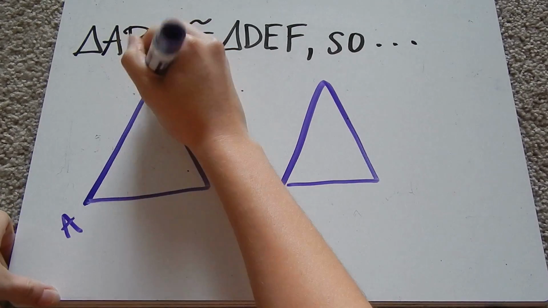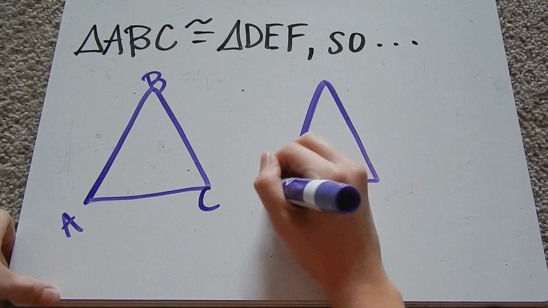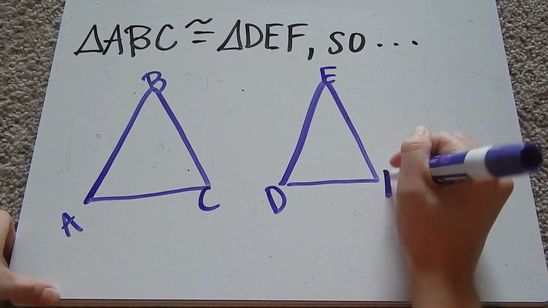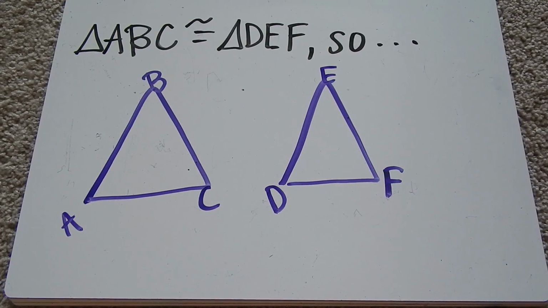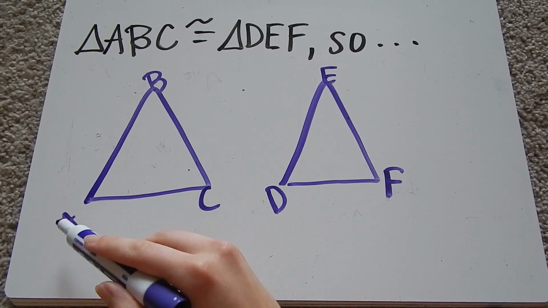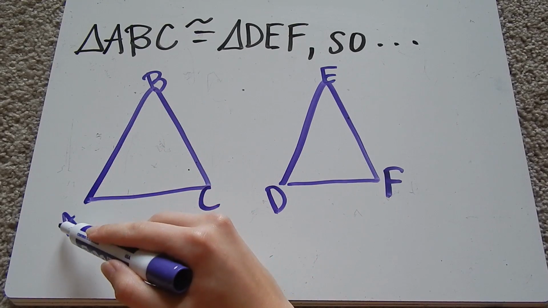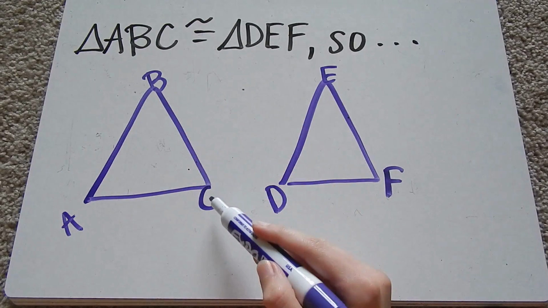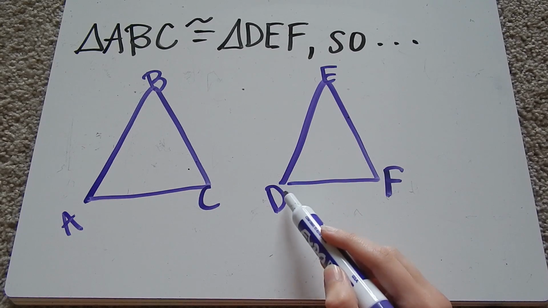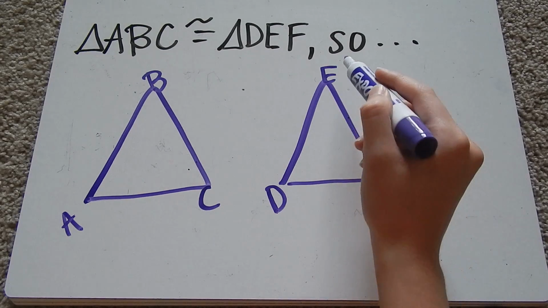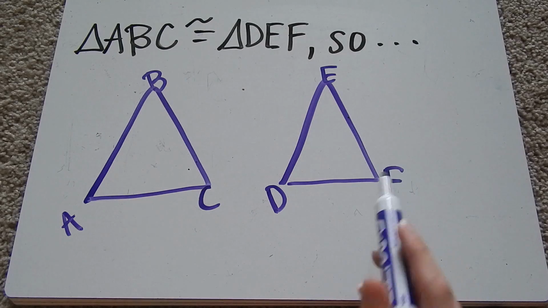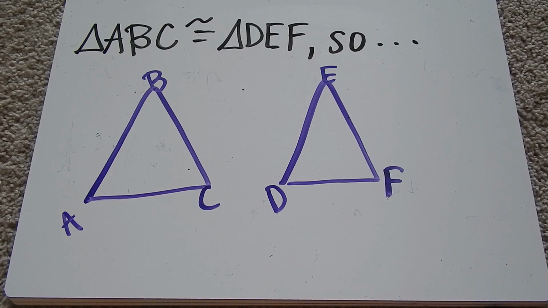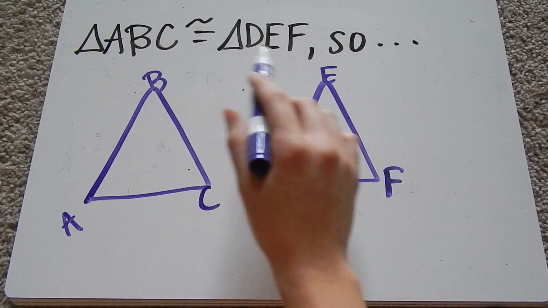So A, B, C, D, E, F. You want to position them in the same order. So since I did A to the left, B up top, C to the right, I wanted to do the same thing with D to the left, E up top, and F to the right. So they're in line with each other.